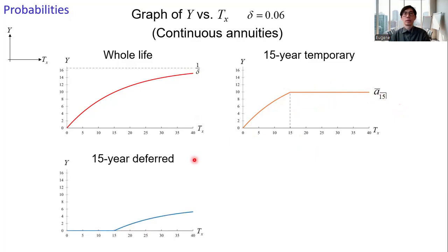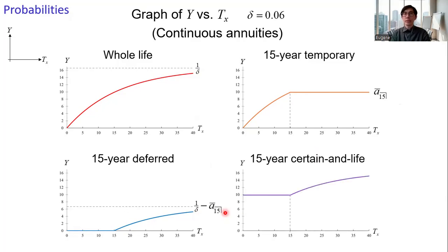The next one, a 15-year deferred annuity. There are no payments for the first 15 years. And then if the individual survives after the 15-year deferral period, the payment begins. The maximum for Y for deferred annuity corresponds to the present value of a perpetuity less the present value of the 15-year continuous annuity. Therefore, the maximum for Y is 1 over delta minus a angle 15.